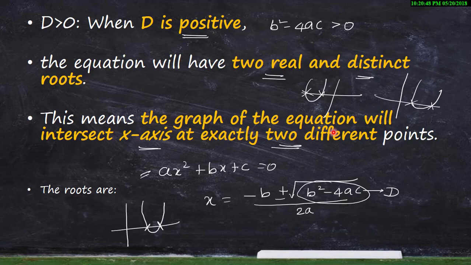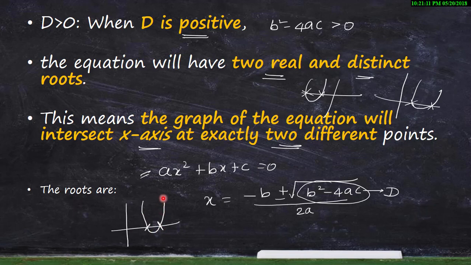Then if D is positive, we'll get the graph like this. The equation will have two real and different roots, and the graph of the equation will cut the x-axis at two different points. When D is greater than 0, we'll have two different roots, that means two real and different. That's why the equation is cutting the x-axis at two different points.